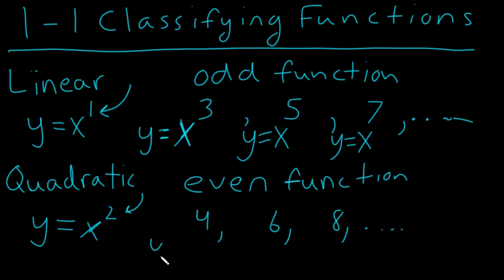Down here, for an even function, we could say that y is equal to x to the 4th. We could say that y is equal to x to the 6th, and so on and so forth, and of course all of these would be classified as even functions.